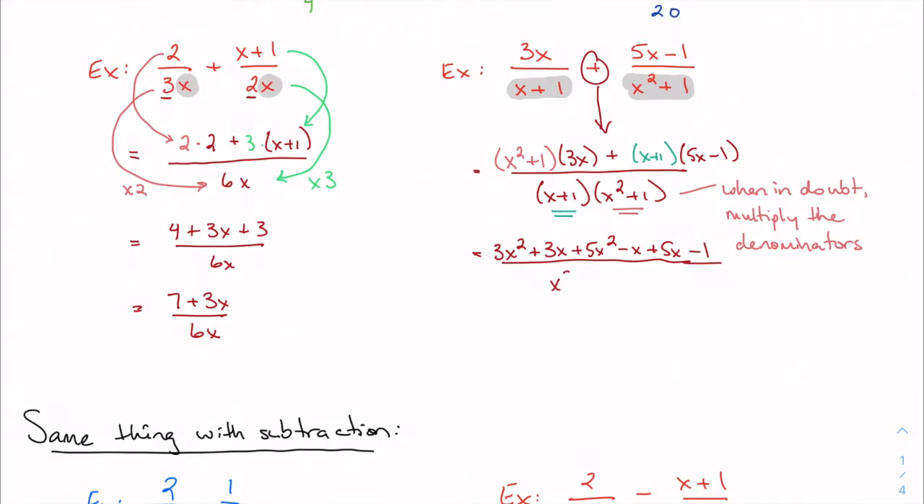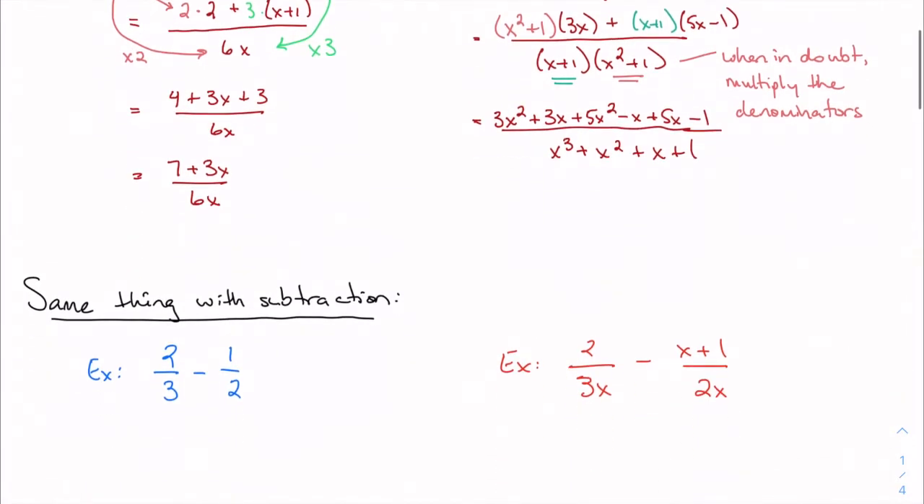And then at the denominator, I've got x cubed plus x squared plus x, x cubed plus x squared plus x plus 1. Yeah, I second guess myself for a minute. So just one final step here. Let me just combine like terms. 8x squared. 3 minus 1 is 2, plus 5 is 7. Minus 1 over x cubed plus x squared plus x plus 1.